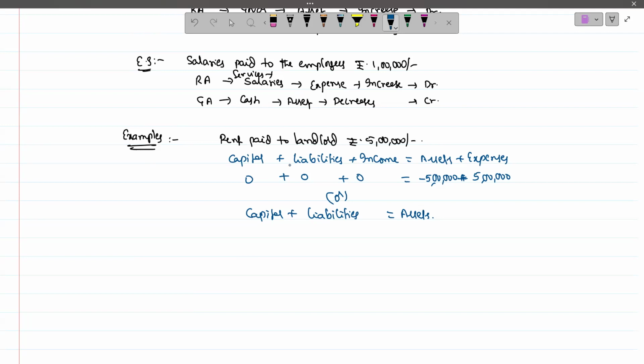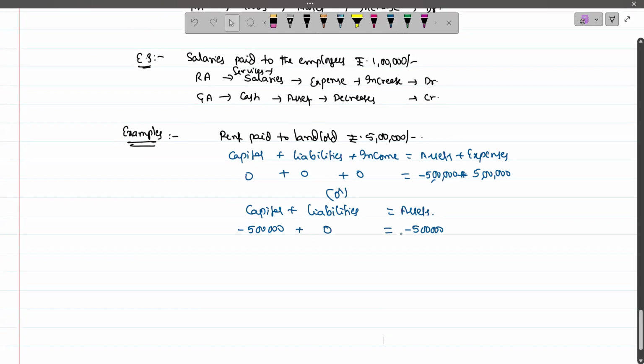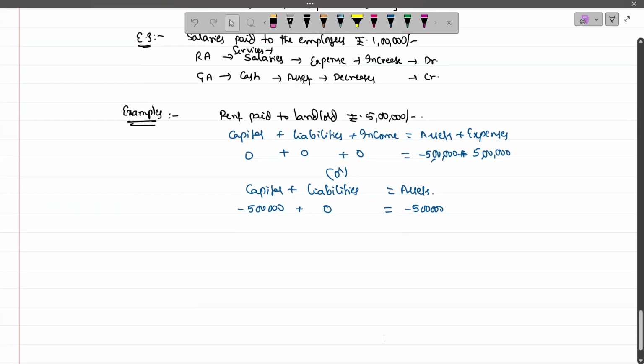So rent is a loss to the business. That is an expense. The expense results in what? Loss to the business. So capital is decreased by 5 lakhs and cash is also decreased by 5 lakhs because cash goes out of the business. So liabilities are not affected. This is an accounting equation. So every transaction should be represented in the accounting equation format as per the accounting equation approach.